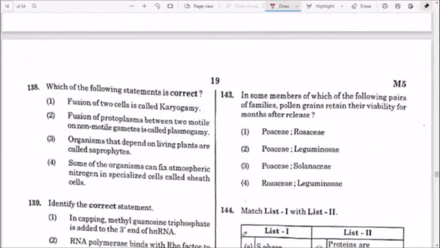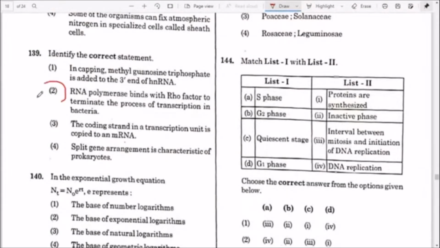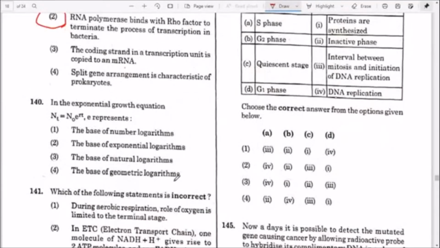Next, which of the following statements is correct statement, they are asking? Yes. So fusion of protoplasms between two motile or non-motile gametes is called plasmogamy. Option number 2 is correct option, students. Identify the correct statement. RNA polymerase binds with Rho factor to terminate the process of transcription in bacteria. Option number 2 is correct option, students. Next, question number 140. In the exponential growth equation, Nt = N0 e^rt, e represents what? The base of natural logarithms.